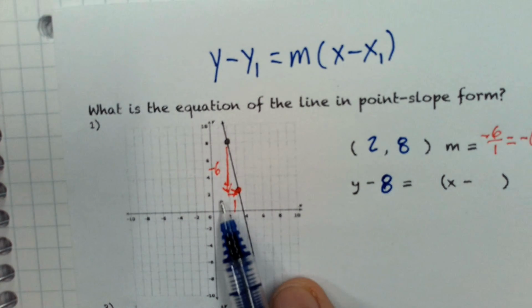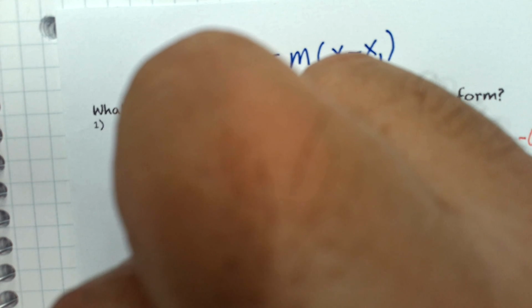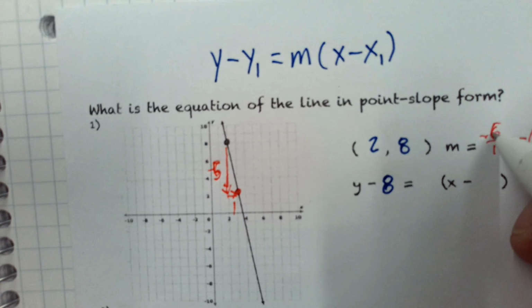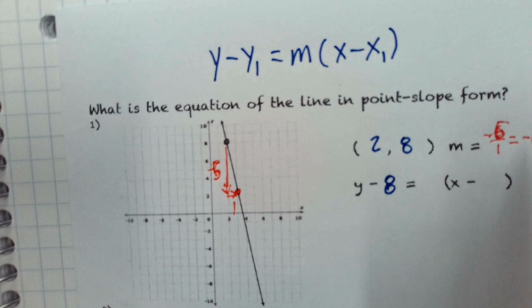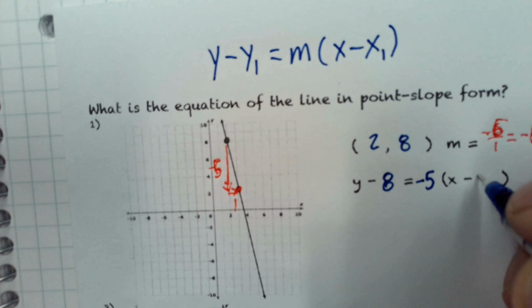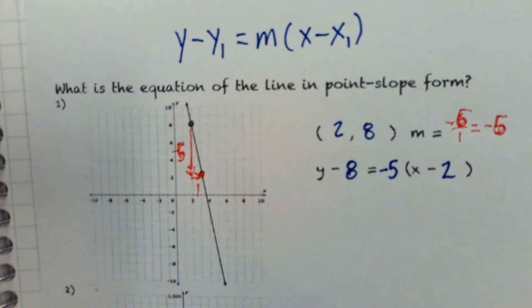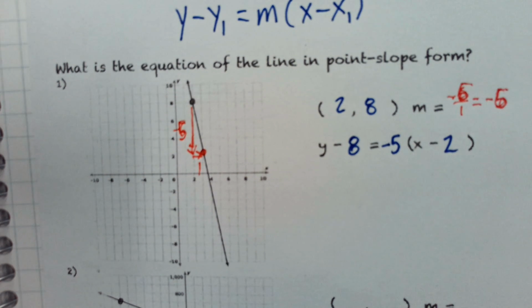It's 5? Oh. So, sorry. I miscounted myself. So let's make it negative 5. Okay. Okay. So let's figure out the next one.